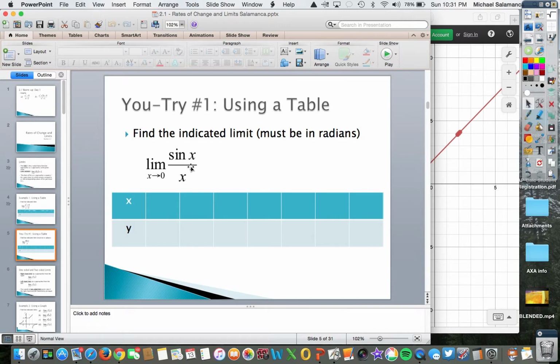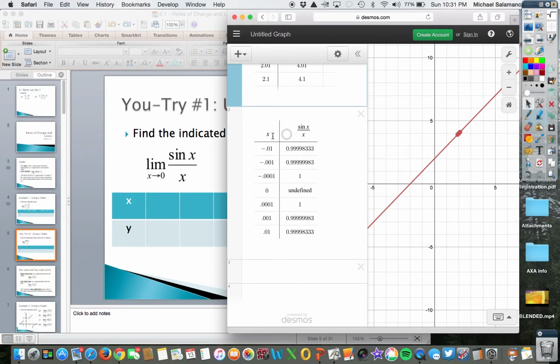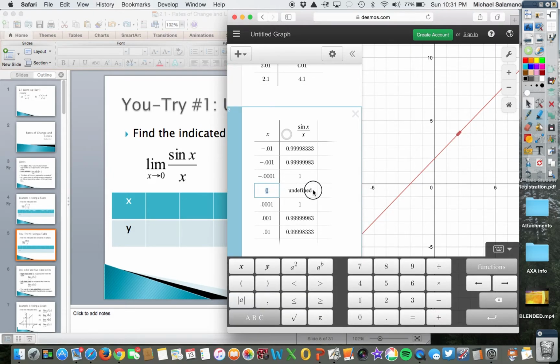You're more than welcome to use a calculator. Hopefully you've done that and we're coming back to check this value. Now again, we've taken the same process from the first example and we've done it here. It's approaching 0, so we want all of our values to be surrounding 0, which we did here. Now you'll notice that as x approaches 0 from both sides, the values get closer and closer to 1, but when x becomes 0, it's undefined.